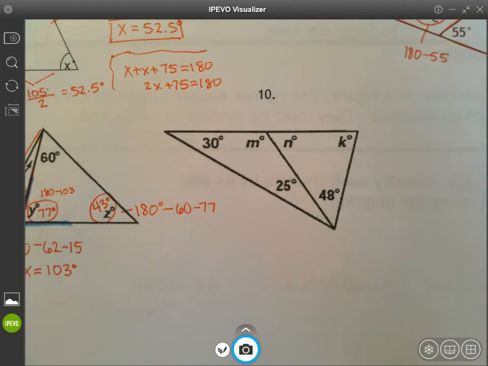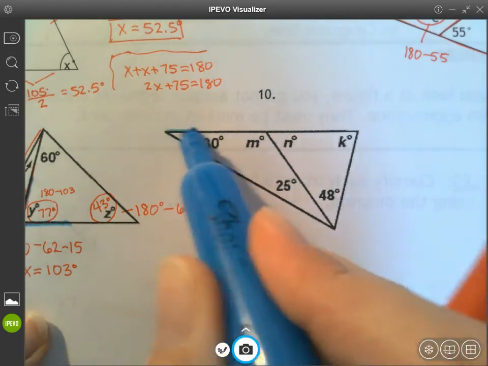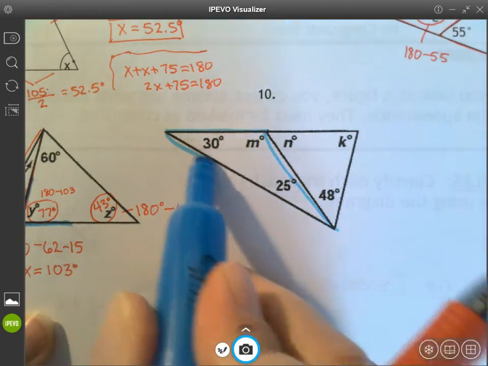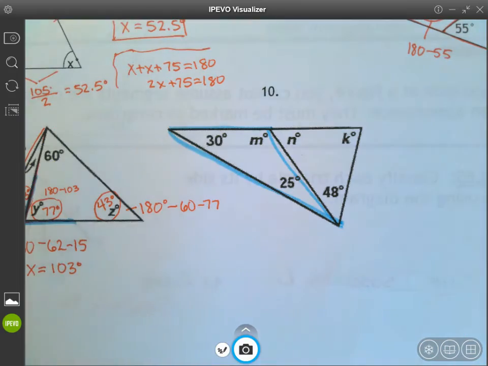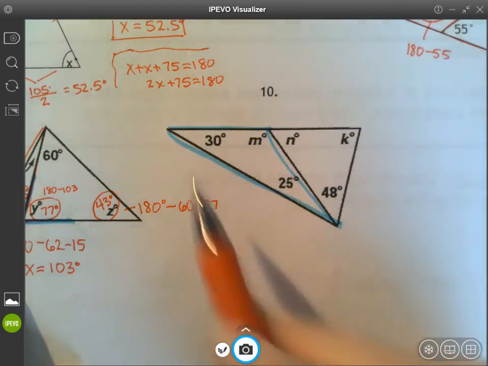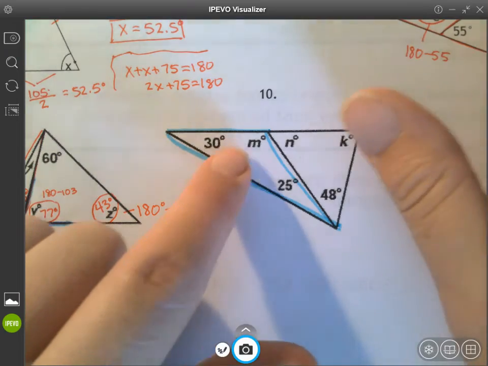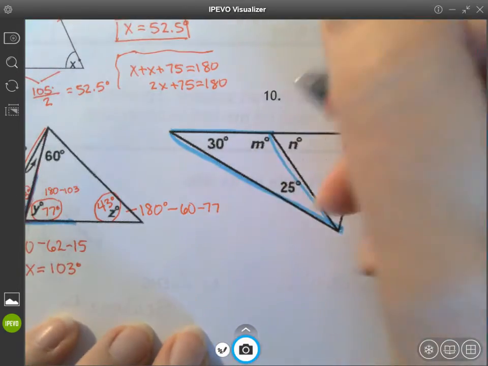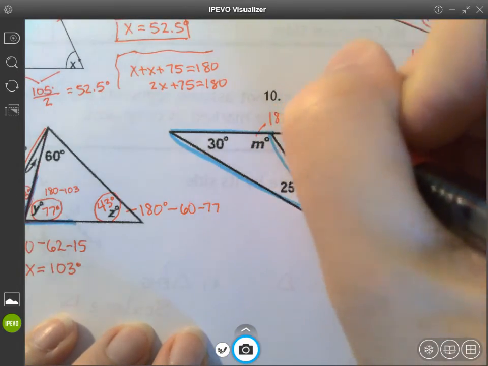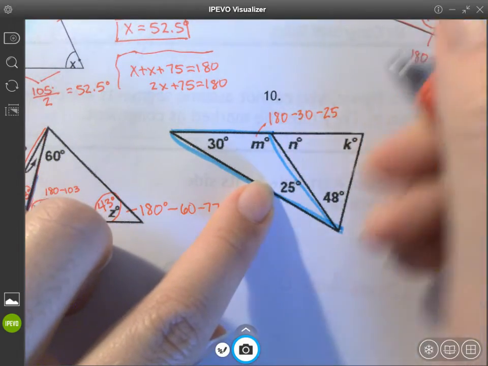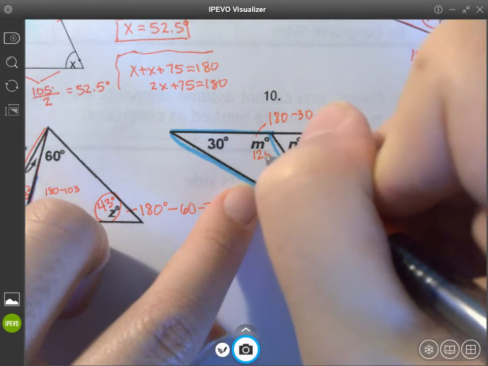All right, we were just having a discussion about the magic number of 180 degrees. Guys, we need to break things down, and we need to trace. If it helps you, grab a highlighter, some colored pencils, because sometimes that helps you to differentiate. I don't want to look at the whole big triangle, and how do I know which one to start? This one's only missing one piece. So I'm going to take 180 minus 30 minus 25, and that gives me 125 degrees.